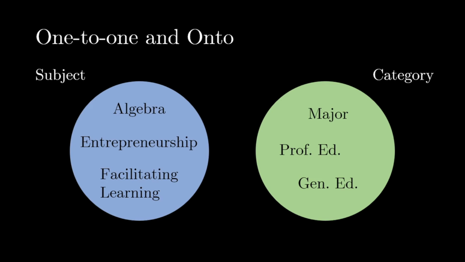Another example of one-to-one and onto is with these subjects and the category where they belong. Algebra is a major subject. Entrepreneurship is a general education subject that every student in the university takes. Take note that it is not a minor subject. And facilitating learning is a professional education subject that is specific to my course of teaching education. Each subject here has its own unique category, and all the categories here are associated with a specific subject.